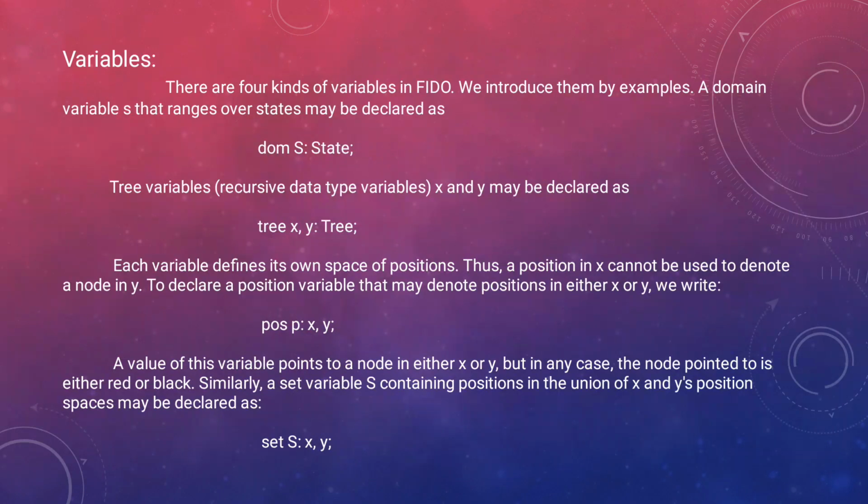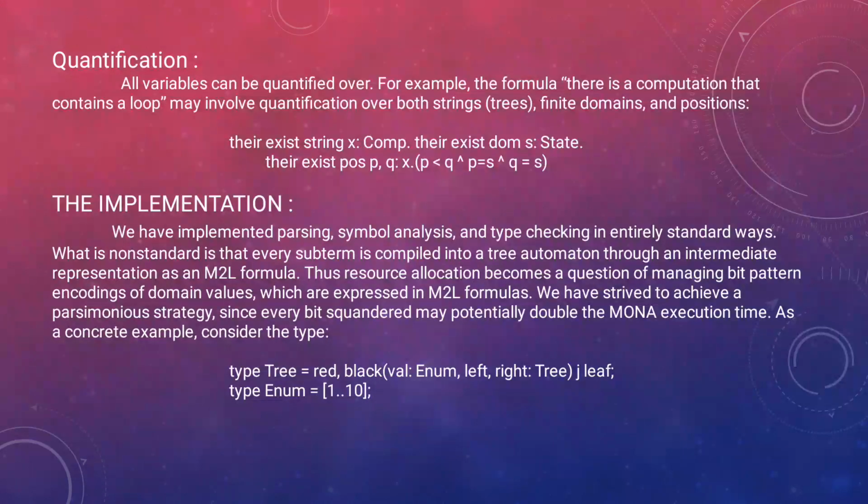Variables. There are 4 kinds of variables in FIDO. We introduce them by examples. A domain variable s that ranges over states may be declared as shown, and tree variables x and y as declared. Each variable defines its own space of positions. Quantification. All variables can be quantified over. For example, the formula "there is a computation that contains a loop" may involve quantification over both strings, finite domains and positions.